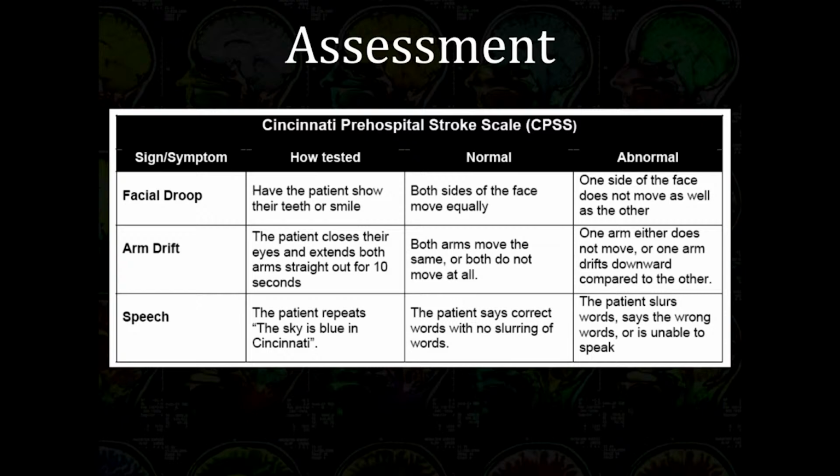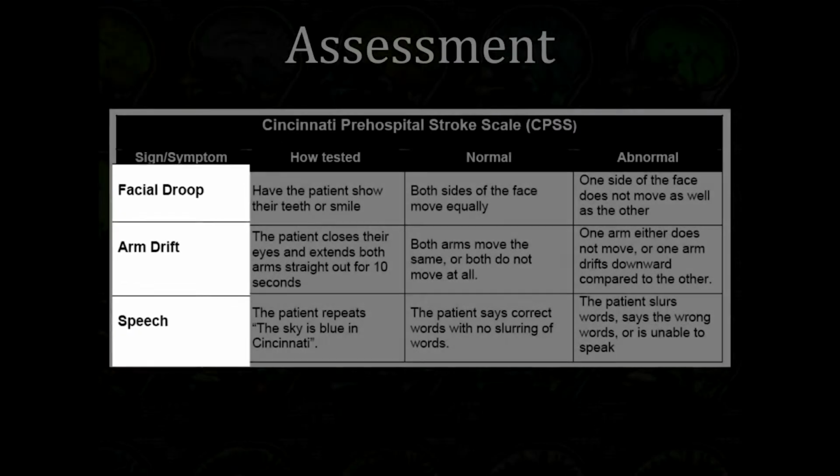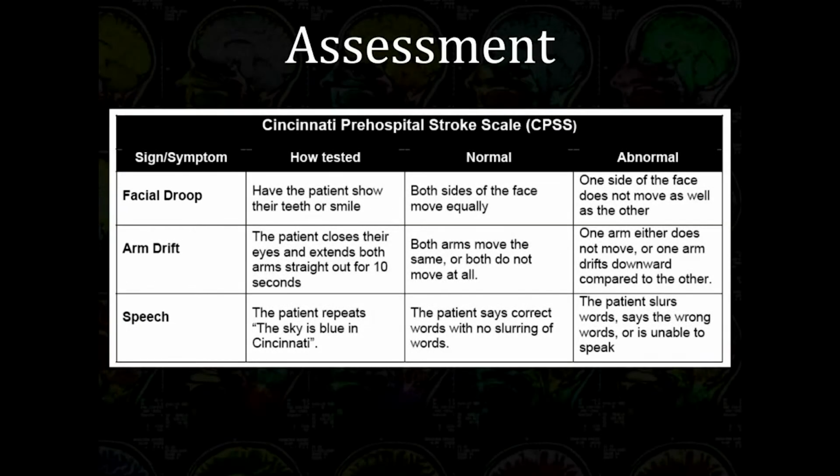Really, from a pre-hospital standpoint, it's about early recognition. It's about getting a patient from point A to point B in a stabilized manner and getting them to definitive care. So it's about quick early recognition, and that's what the Cincinnati Pre-Hospital Stroke Scale, in my mind, really does. You're looking at three areas: facial droop, arm drift, and speech. Either it's normal or abnormal. Very, very easy to identify an abnormal finding.